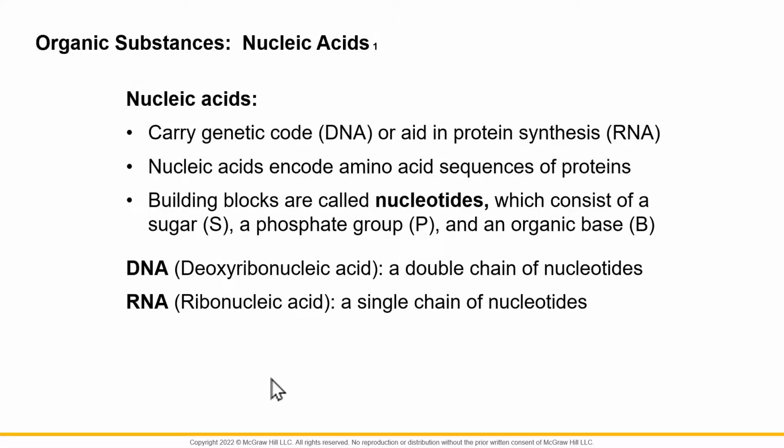All right, nucleic acids. We are talking about DNA and RNA, and most of you have been introduced to this, but DNA carries the genetic code, and we'll talk about this transcription into RNA, and then translation, which finally makes the protein. So the nucleic acids encode these amino acid sequences. They are made up of building blocks called nucleotides, which consist of a sugar, a phosphate group, and an organic base.